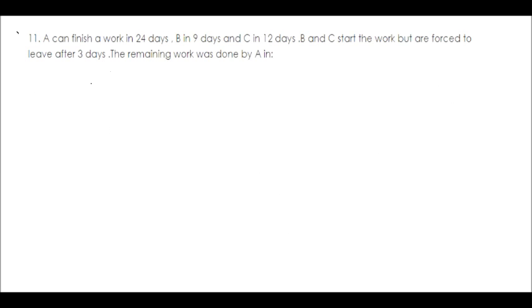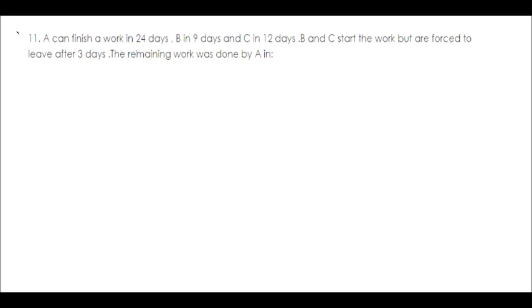So let us see the next problem. A can finish a work in 24 days, B in 9 days, and C in 12 days. B and C start the work but are forced to leave after 3 days. The remaining work was done by A in how many days?